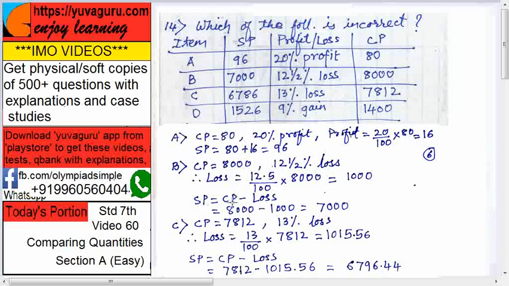So selling price equals cost price minus loss, because here it's a loss. Earlier it was profit. So 8000 minus 1000, that is 7000. Is it there? Yes. So this is also right.